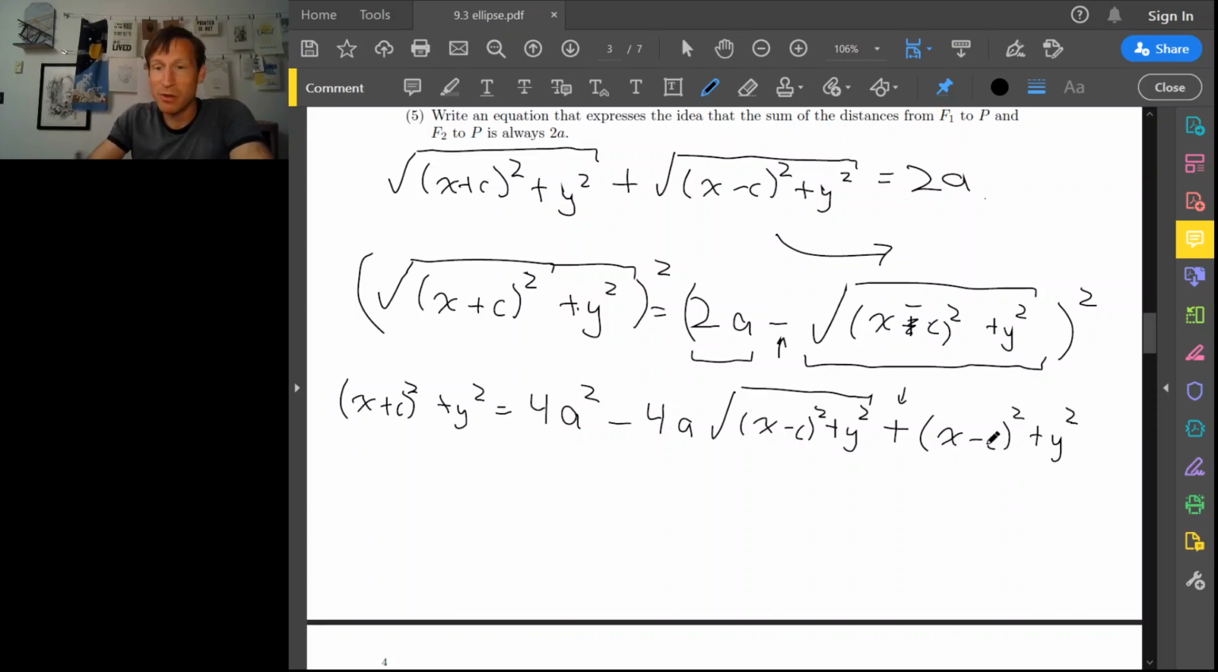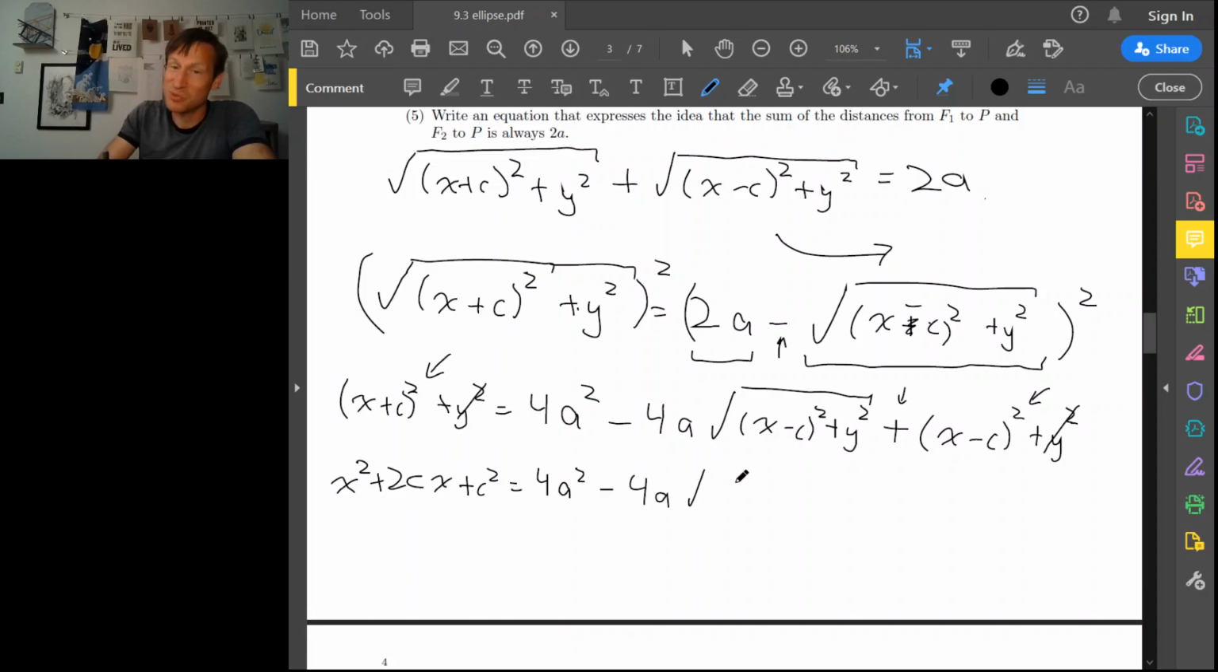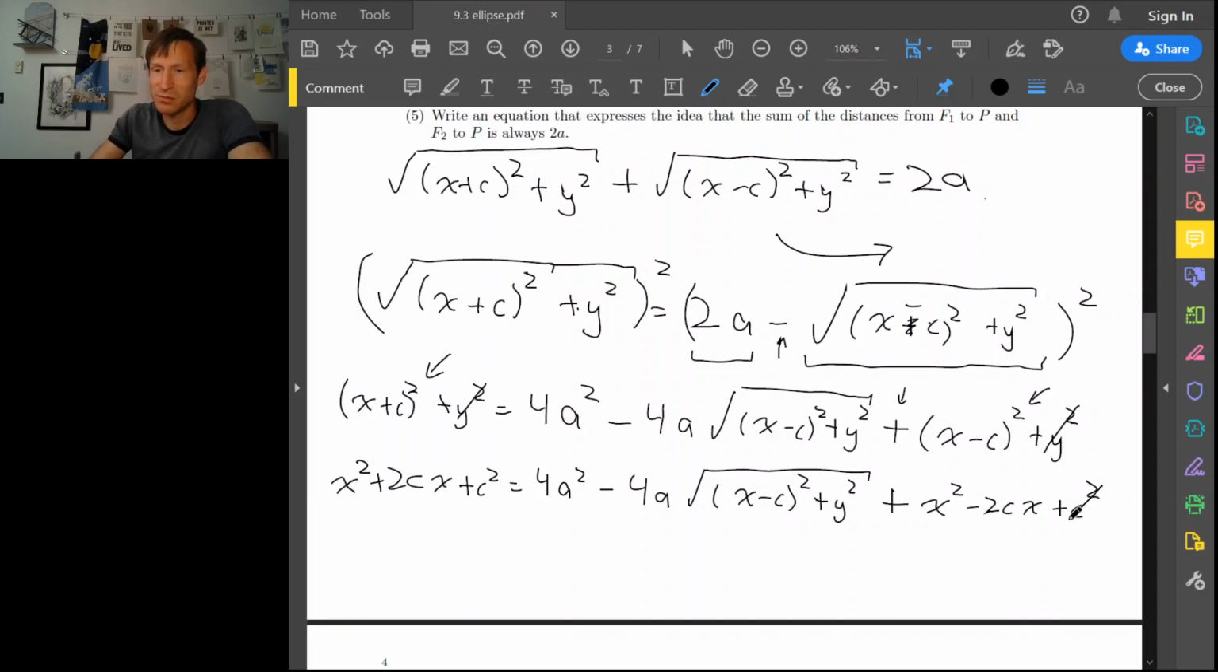All right, now I can see right away that this y squared is going to cancel that y squared, so we can subtract y squared from both sides. And I also see that if we multiplied out these parts that have x's and c's all squared, some of that is going to cancel as well. So let's multiply all that out. We get x squared plus 2cx plus c squared equals 4a squared minus 4 times a times the square root of x minus c squared plus y squared plus, and now we're going to multiply this stuff out, x squared minus 2cx plus c squared. And sure enough, some stuff does cancel. We can subtract c squared from both sides. We can subtract x squared from both sides.